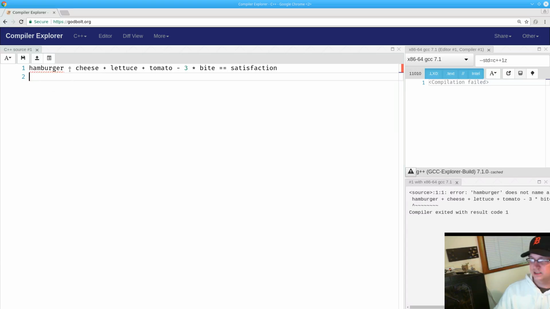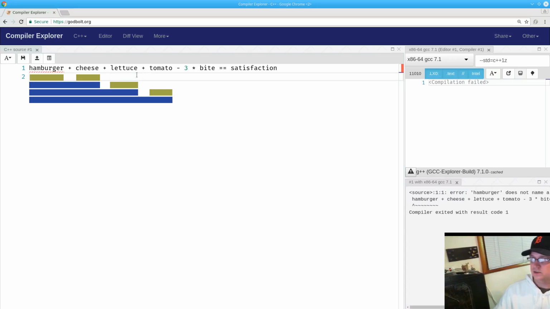In this case, this operator has identifiers for both of its operands, but the second plus operator has the result of the first addition, which is itself an expression, and an identifier as its second operand, in this case lettuce. The third plus is going to have the result of the expression hamburger plus cheese plus lettuce, that whole expression, plus this identifier tomato. And we're going to get to the subtraction operator, which is going to have the result of this whole expression here minus the result of this multiplication.